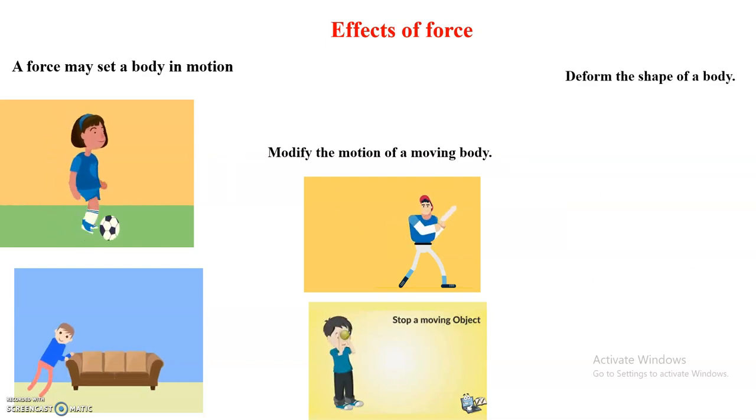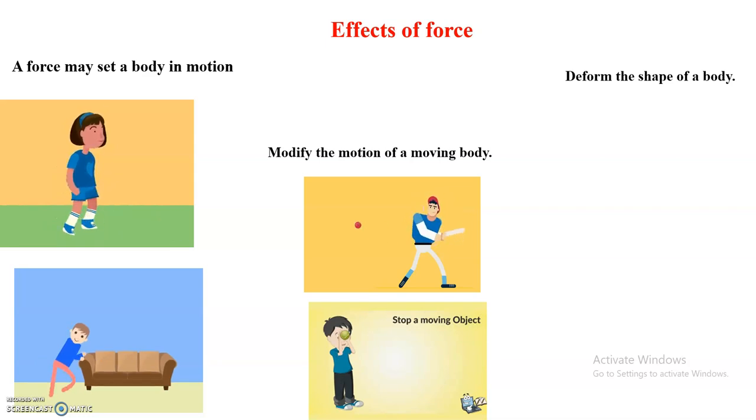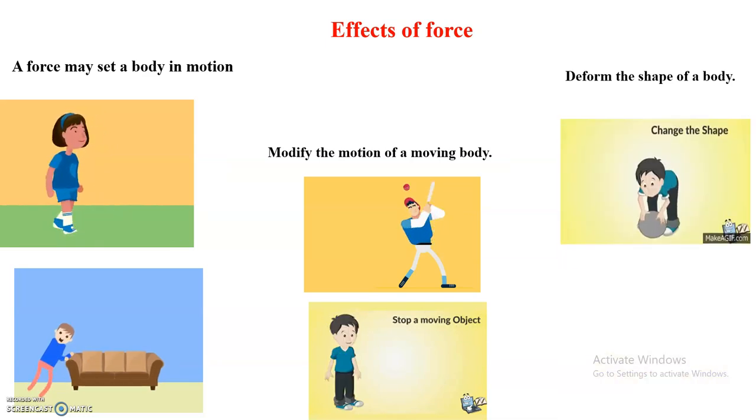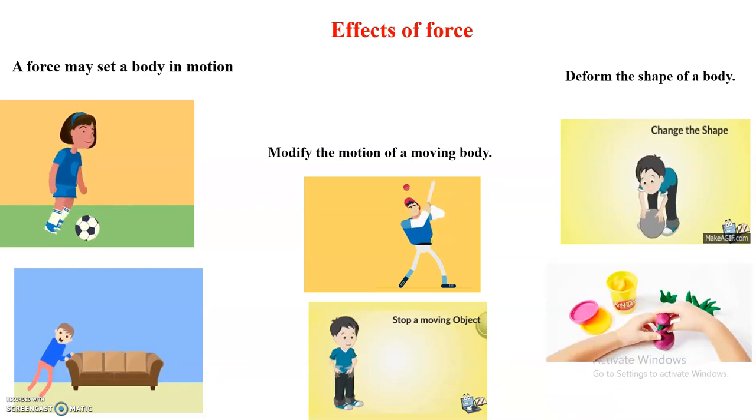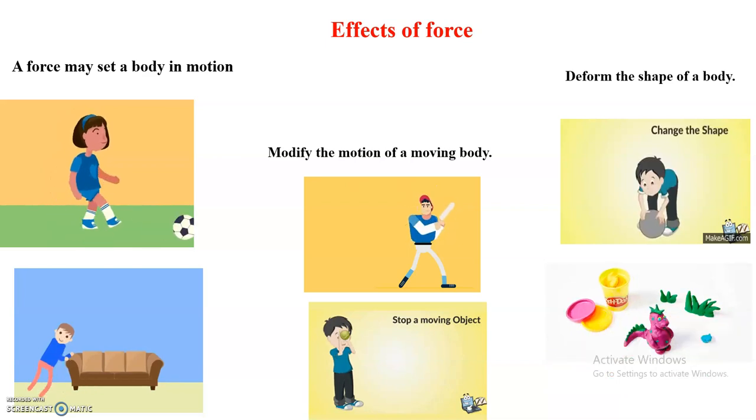The third one: the deformation of the shape of a body. I mean, due to the force exerted by the boy on the ball, it will have a different shape, okay? Another example of this effect.